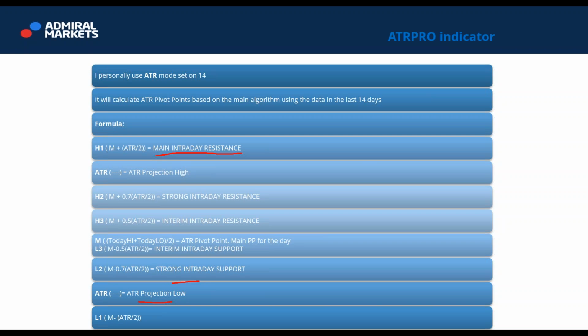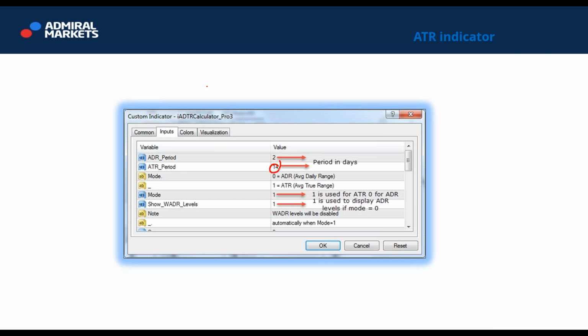Also, guys, ATR is the main pivot point for the day. This is the formula: today's high and today's low divided by 2 gives you the ATR pivot point. That is the main pivot point for the day. Screen settings for ATR are 14 ATR period, and we use mode 1 because we use ATR, average true range. We don't use average daily range, guys.